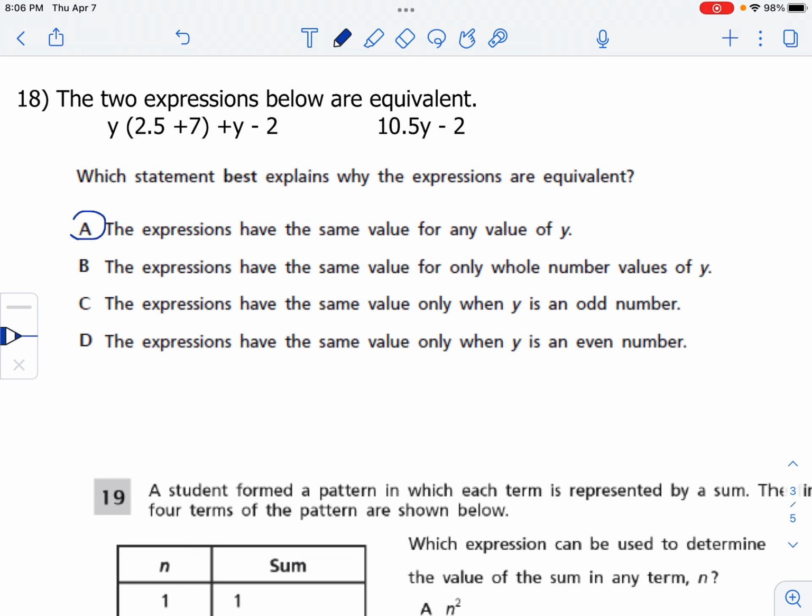So that means we're going to choose choice A, any value of y, right? Not just whole numbers, not just odd numbers, not just even numbers. For any value, you could substitute it in.